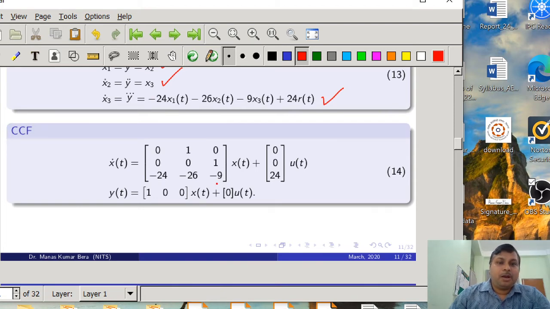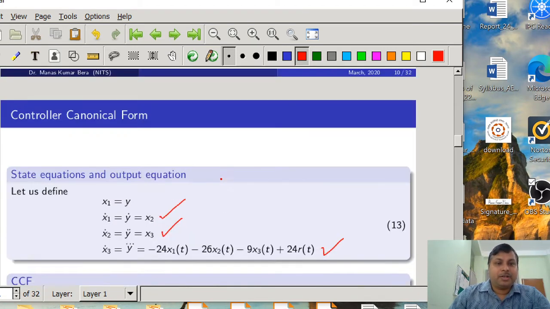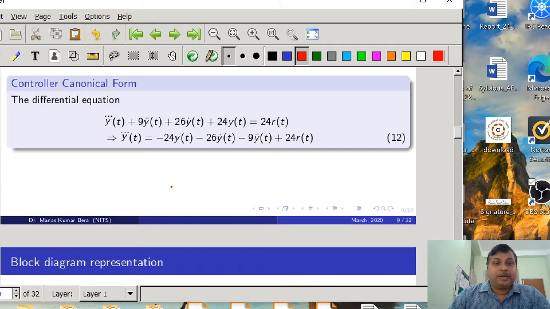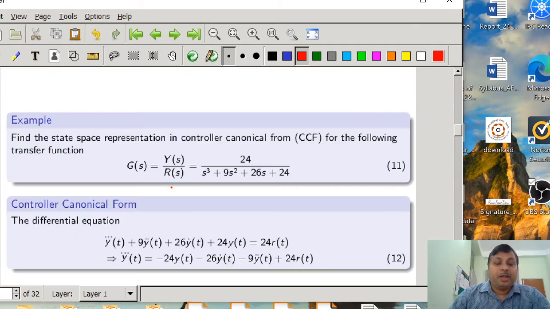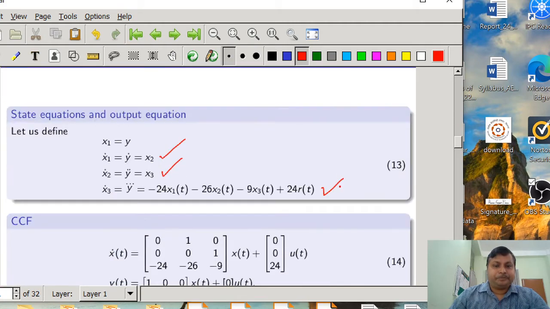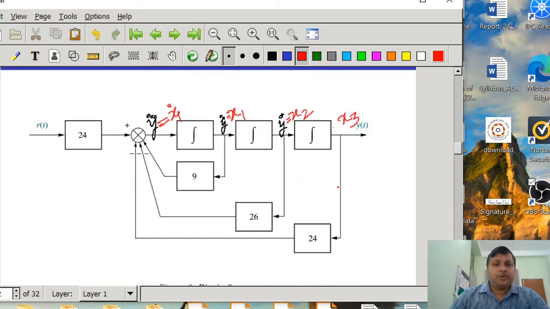So now this is the representation of a system in controller canonical form, where you will find that the transfer function, or the differential equation, does not involve any derivative of the input. Now the second case we will discuss about the controller canonical form is where we will see that derivatives of inputs are involved.